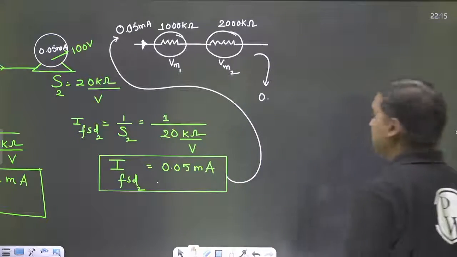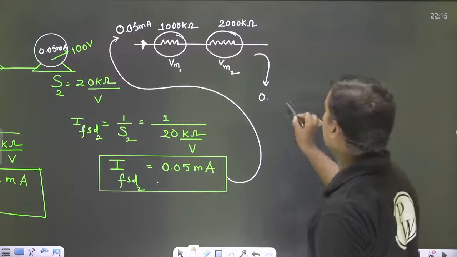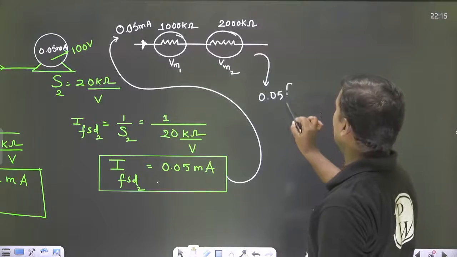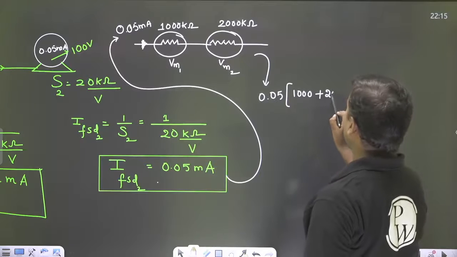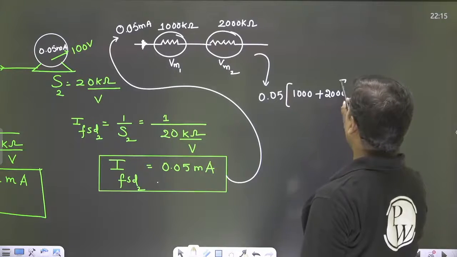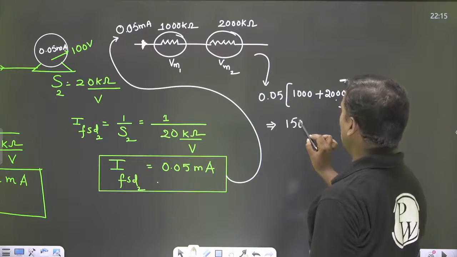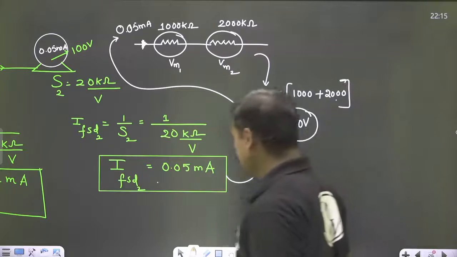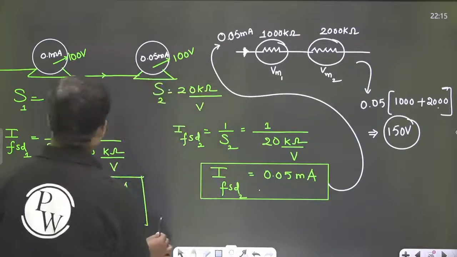What is the question asked? The question asked is the maximum DC voltage. So how much will it be? 0.05 into 1000 plus 2000, the kilo and the milli get cancelled. So this will be 3000 into 0.05, so 150. So 150 volts is the maximum DC voltage.